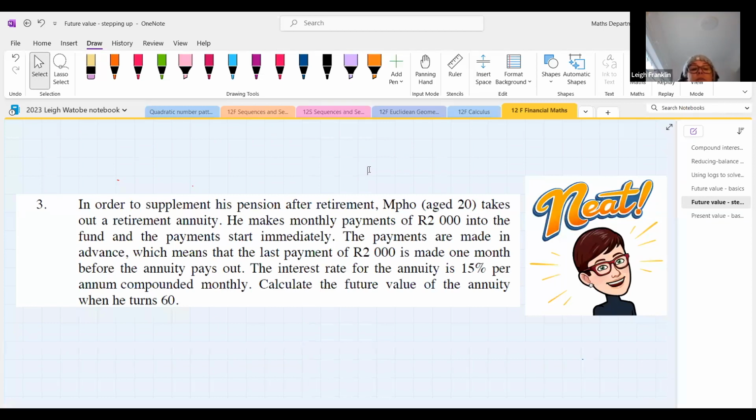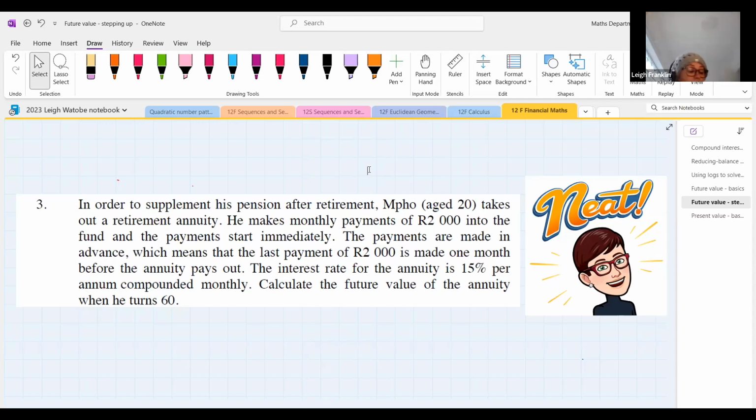In order to supplement his pension after retirement, Mpho, aged 20, takes out a retirement annuity. He makes monthly payments of 2,000 Rand into the fund, and the payments start immediately. The payments are made in advance, which means that the last payment of 2,000 Rand is made 1 month before the annuity pays out. The interest rate for the annuity is 15% per annum compounded monthly. Calculate the future value of the annuity when he turns 60.